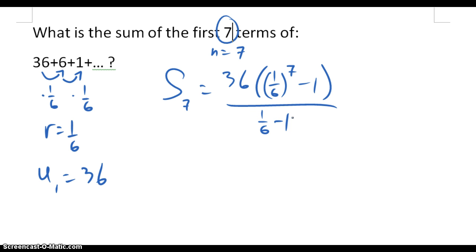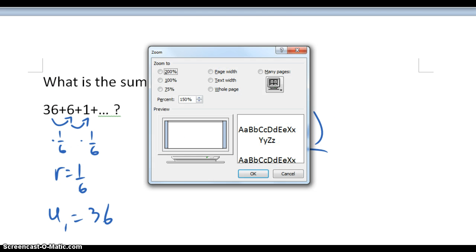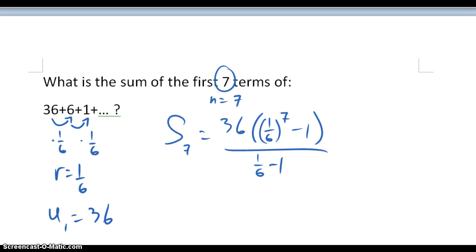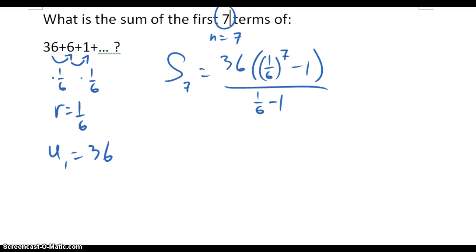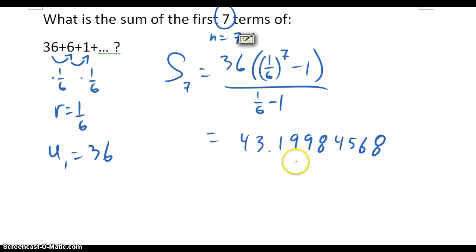So I would recommend in your calculator actually plugging this in. This is going to be some ugly decimal. But you plug this in first, minus 1. I would actually divide by parentheses, 1 divided by 6. And then minus 1 in parentheses, and then multiply it by 36 is how I would do it. So anyway, you plug it into your calculator, and you end up getting 43.19984568. Now I know in IB Math Studies we want 3 significant figures, so that would be 43.2, because this tells me to round this up.